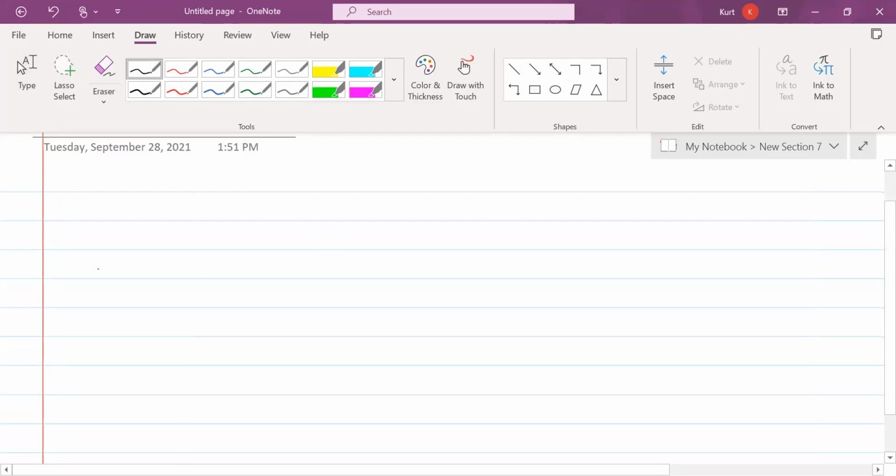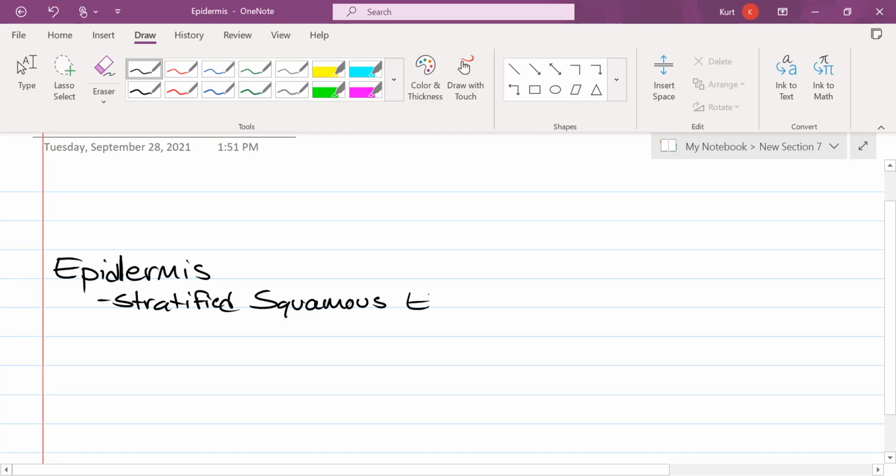Let's start with Lillian. Lillian, your skin is 3 big layers. Can you tell me what the first layer is? The epidermis is the first layer. What type of tissue makes the epidermis specifically, as specific as you can get? Stratified squamous epithelium. Okay. Everybody, there's 4 to 5 layers of the epidermis.